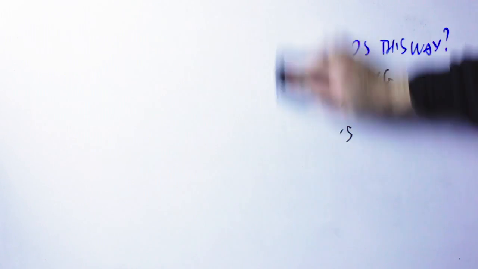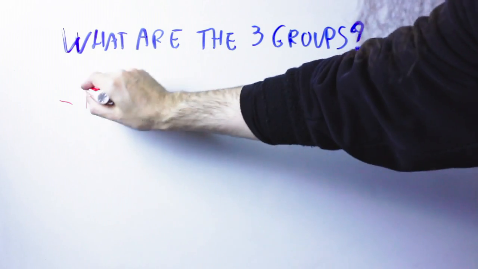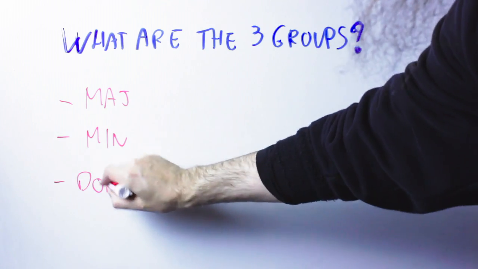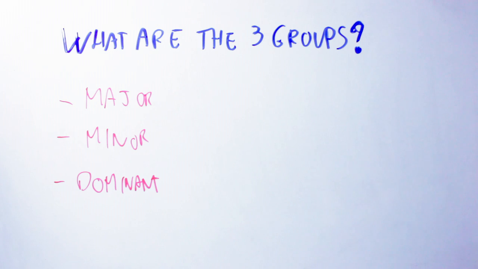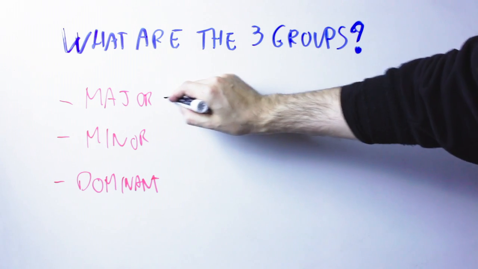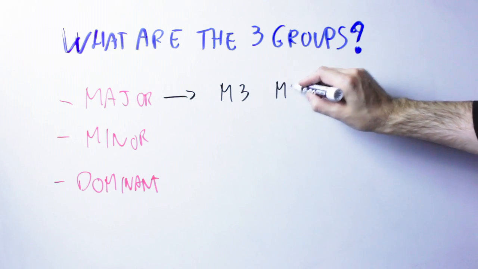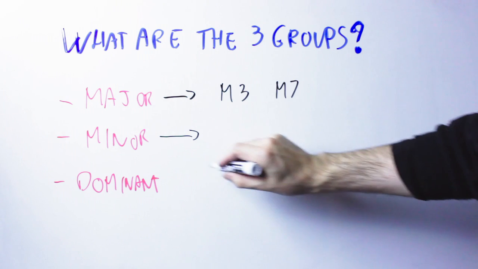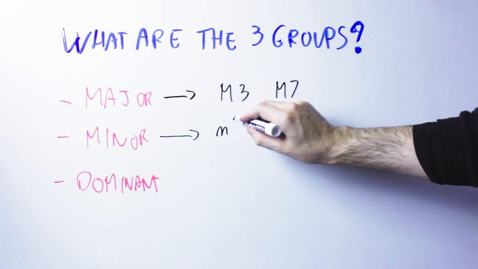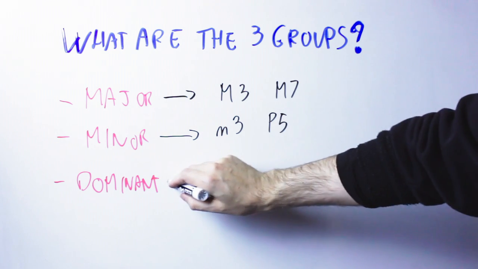So what are the 3 groups? We are going to divide practically all the chords in those 3 groups: major, minor, and dominant. We are going to define as major chords all chords that have or accept both a major third and a major 7th. I'm going to explain what accept means in a moment. We're going to define as minor chords all chords that have or accept both a minor third and a perfect 5th.